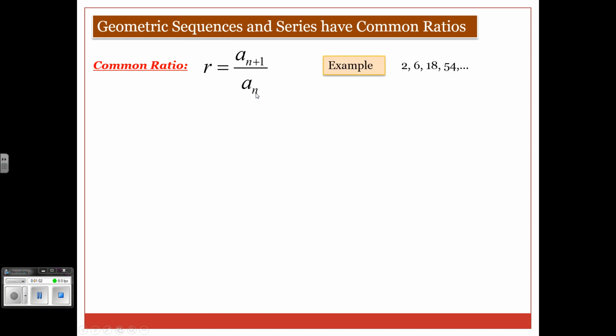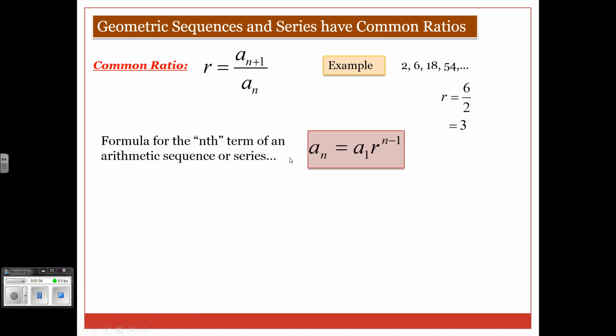So if I gave you this sequence, 2, 6, 18, 54, hopefully you can look at that really easily and say that the common ratio, you're multiplying by 3 every time. But if we were to use this formula, technically what you're doing is taking 6 and dividing it by 2, or you're taking 18 and dividing by 6, or 54 divided by 18, and each time you're getting the same number, 3.